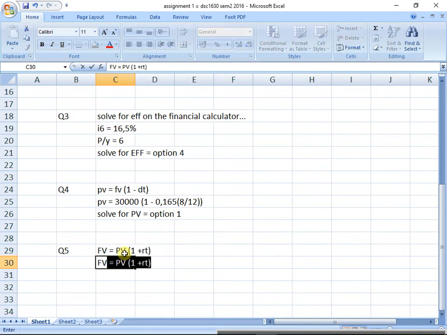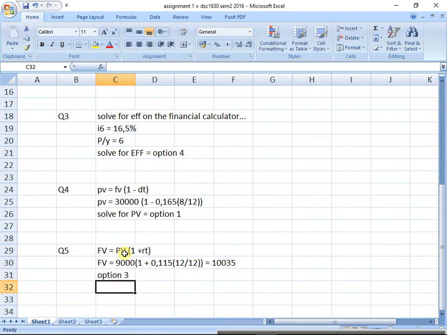Future value equals 9,000 brackets 1 plus the rate 0.115 times the time, which was 12 over 12, which is 1. If you solve for that, you get 10,035. What did the question ask for? How much more money does he need? Correct. Exactly. Well done.